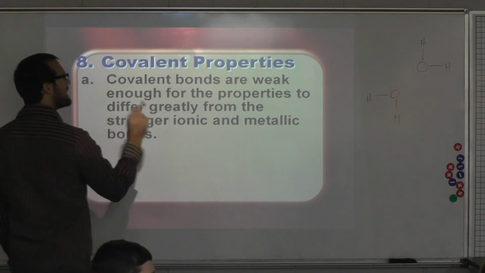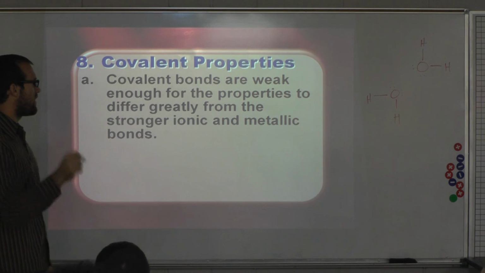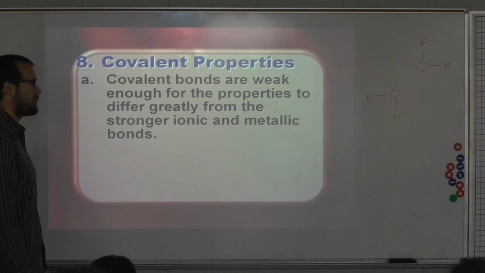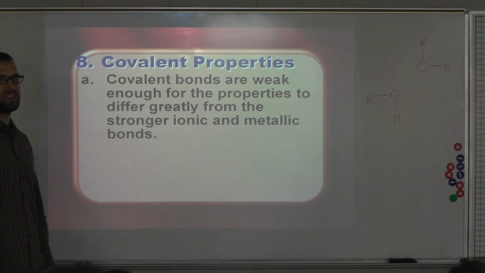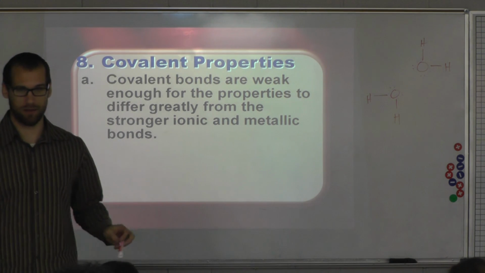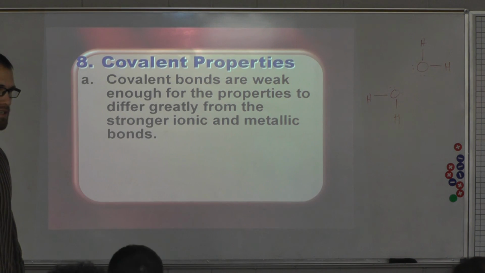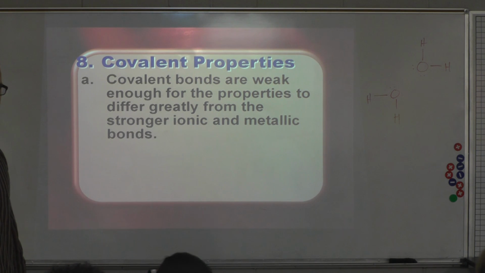Alright, here we go. Covalent bonds are weak. I'm telling you right now, covalent bonds are the weakest of all three. Ionic bonds are much stronger. Metallic bonds are also stronger. It's very difficult to break an ionic bond by just heating it up. It's really easy to break a covalent bond by heating it up, because it's weaker. That's going to change a lot about what it acts like.